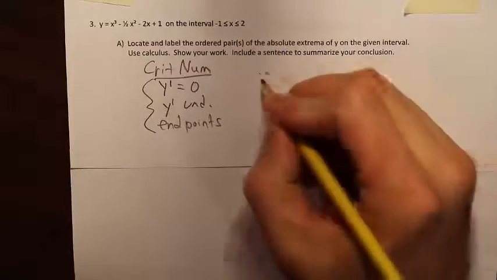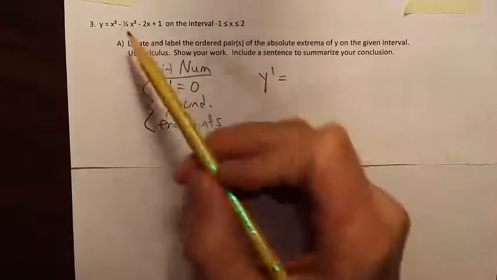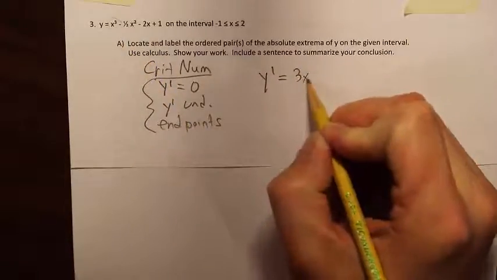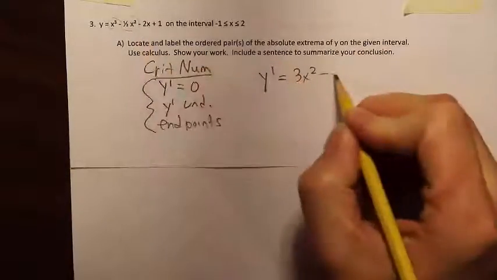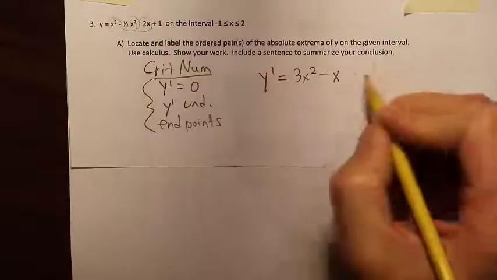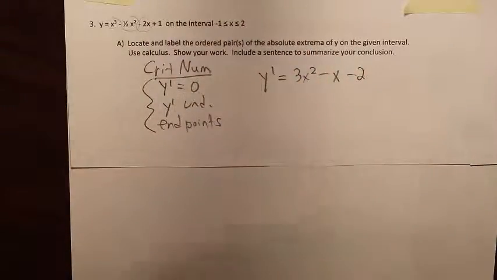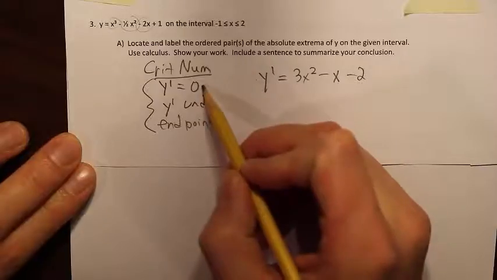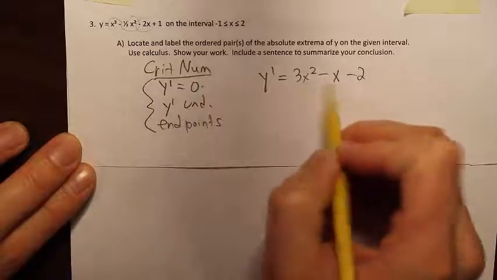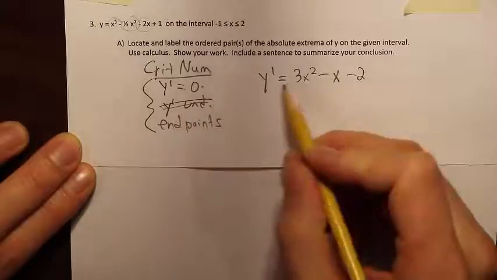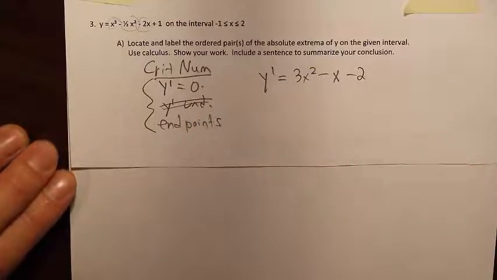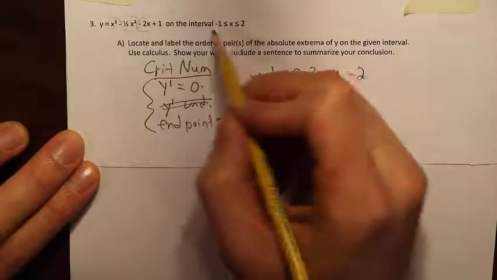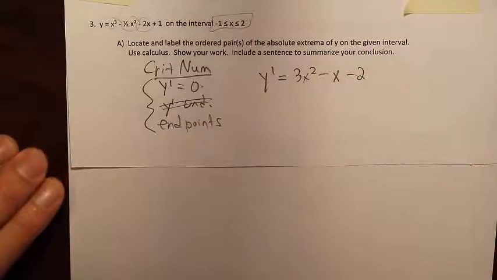For our case, let's just jump into what y prime is. We can use power rule for each term. We get 3x squared minus 1x minus 2 and then plus 0. The last term is a constant in the original function. Now, there is a potential for the derivative here to equal 0. There's not going to be a potential for the derivative to be undefined because it's a polynomial function, so I'm not going to worry about that. And there are endpoints. The endpoints are what they give us for the x values of the interval.